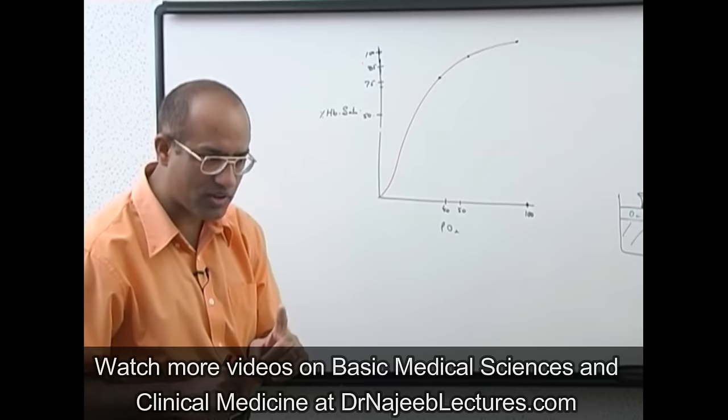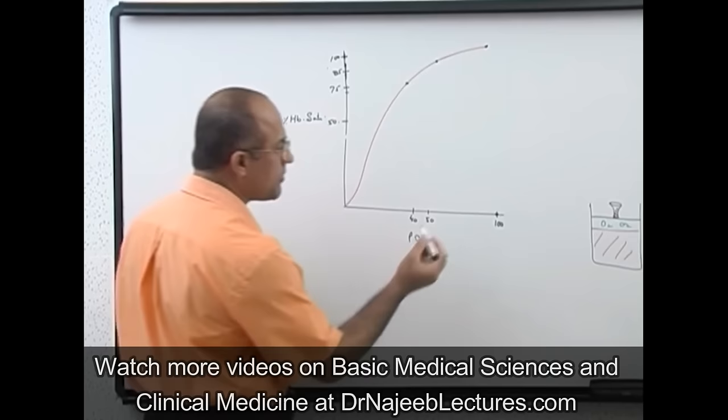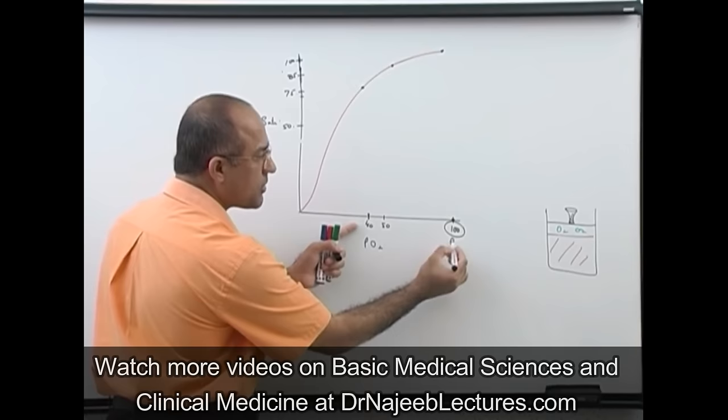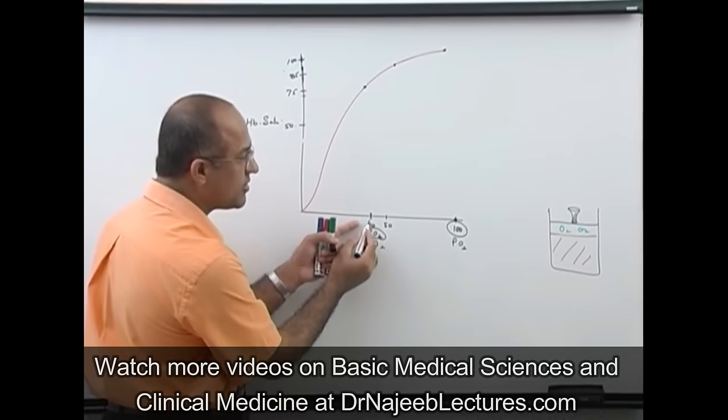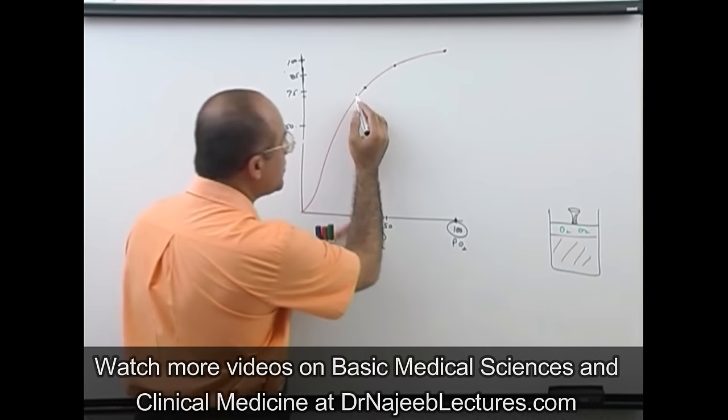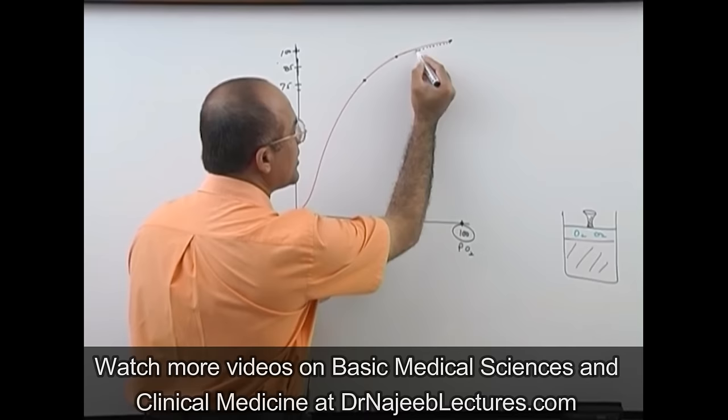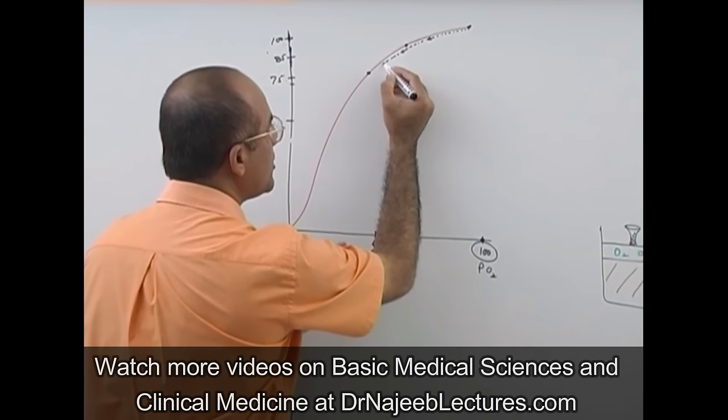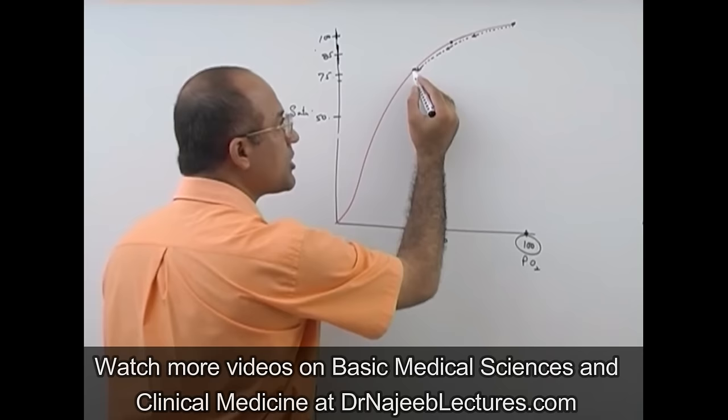Now, in our body, what is the normal functioning? Normal functioning is between 100 and 40, because partial pressure in the lung is 100, and partial pressure in the tissues, when tissues are resting, is 40. And at 40, saturation is 75. It means that physiologically, as blood moves from the lungs to the tissue, this part of the curve is utilized. And when blood goes back from the tissues to the lungs, the curve works like this.